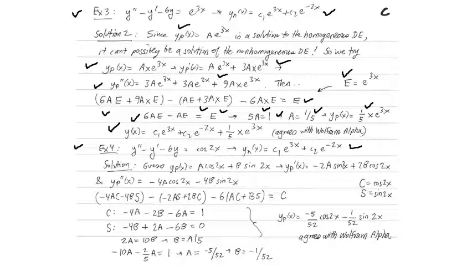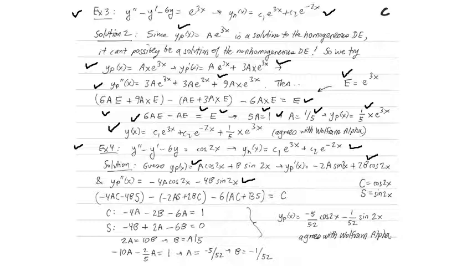So for our guess, we'll go ahead and assume something of this form, a cosine 2x plus b sine 2x, to be on the safe side. So that will give us two equations and two unknowns, a and b. Taking the first derivative of that, we get minus 2a sine plus 2b cosine using the chain rule. And then for the second derivative, using the chain rule again, we've got minus 4a cosine minus 4b sine.